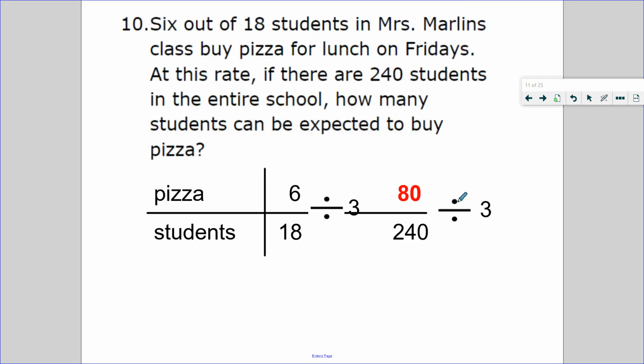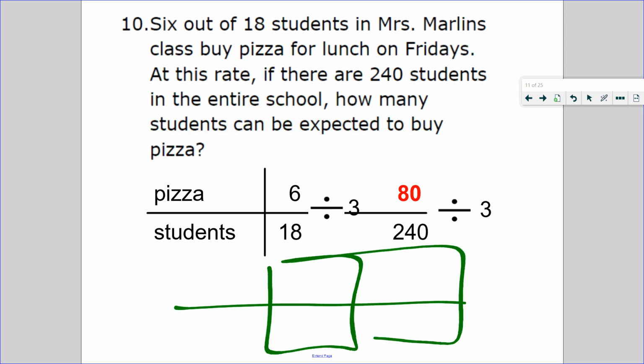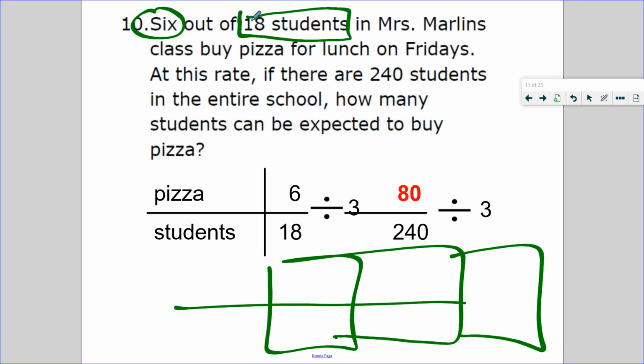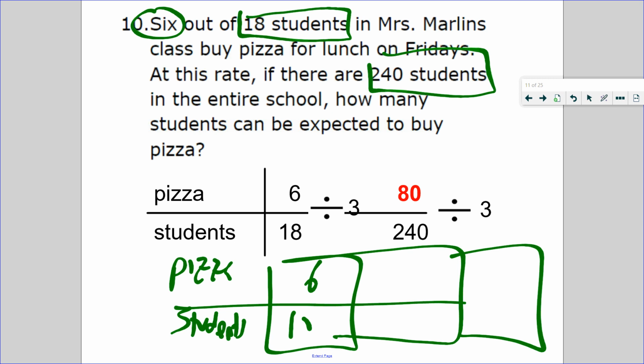Number 10, let's make a table. 6 out of 18 people in Mrs. Marlin's class buy pizza for lunch on Fridays. So there's 6 people, pizza, 18 students. At this rate, if there are 240 students in the entire school, how many students can be expected to buy pizza? So it's about pizza and students. So 6 out of 18. So 240 will go where? On the bottom. So, there are many ways to solve it.